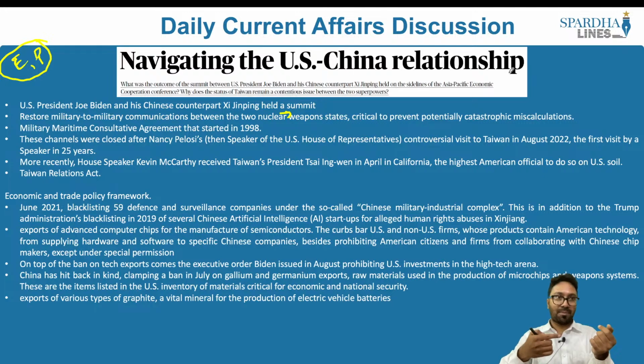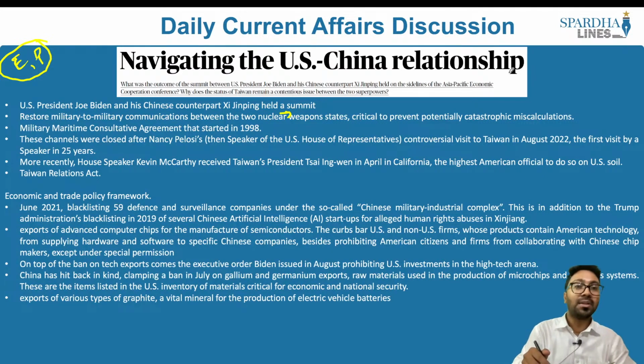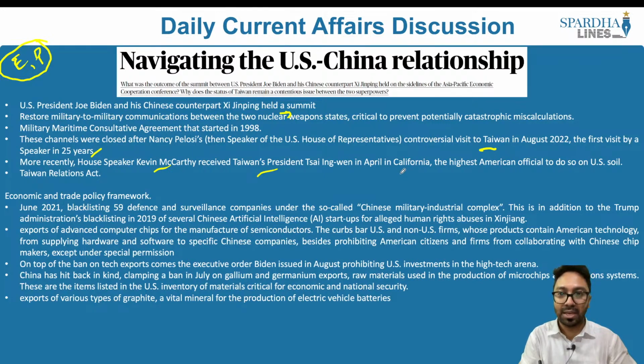So what exactly happened? Recently we had Nancy Pelosi, the Speaker of the U.S. House of Representatives, who made a controversial visit to Taiwan in August 2022, the first visit by a speaker in 25 years. And most recently, we also have House Speaker Kevin McCarthy, who received Taiwan's President Tsai Ing-wen in April in California, the highest American official to do so on U.S. soil.